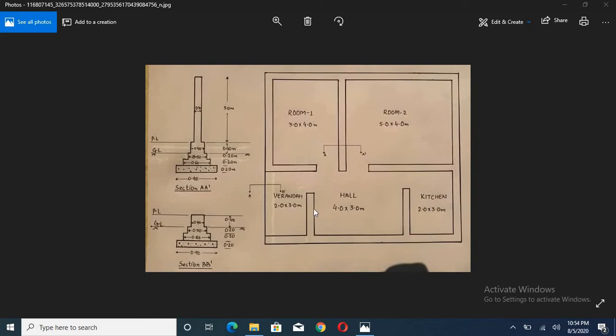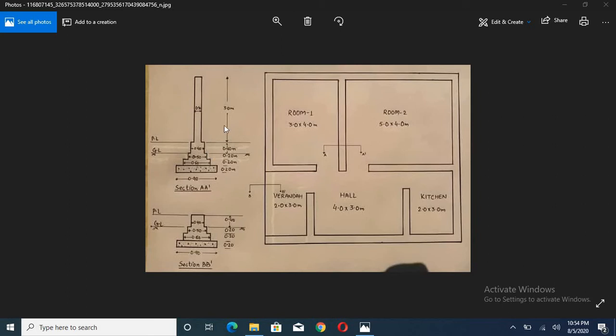For the hall, from here to here 4 meter, and from this corner of wall to this corner of wall is 3 meter. Similarly for the veranda, from here to here 3 meter, and from this portion to this portion we can say 2 meter.